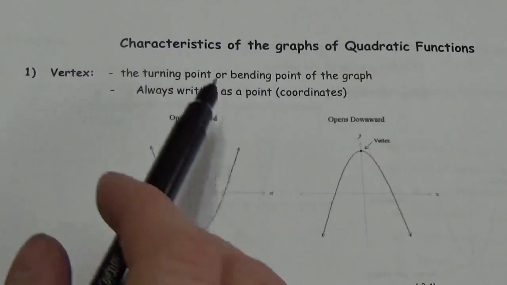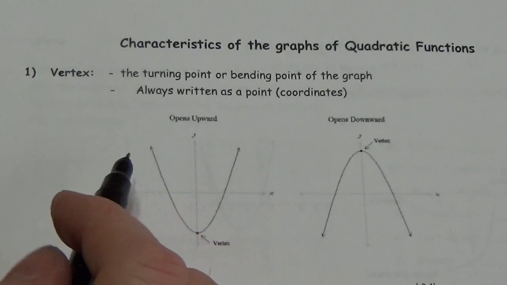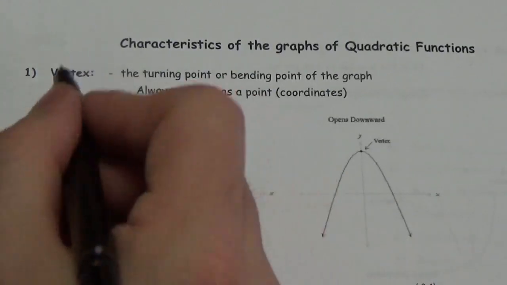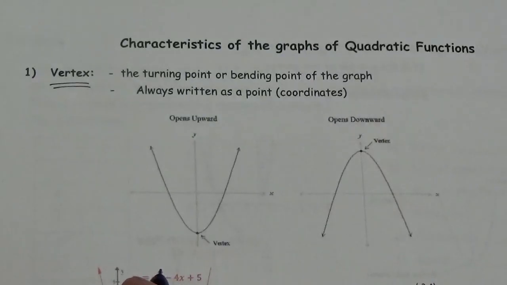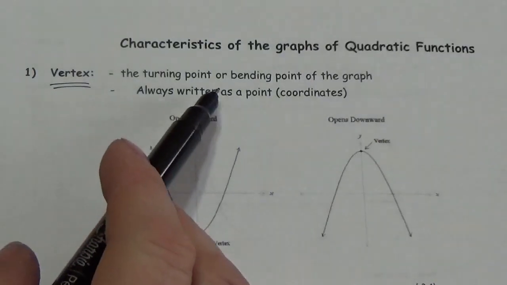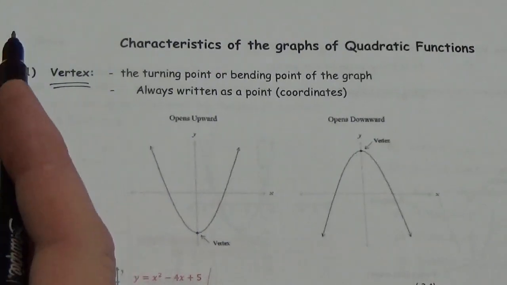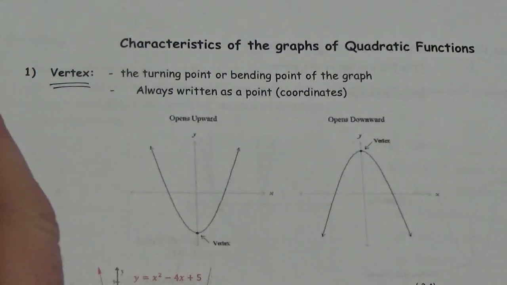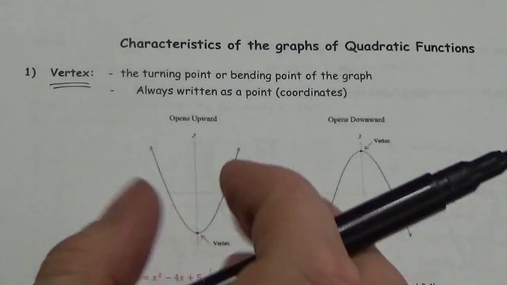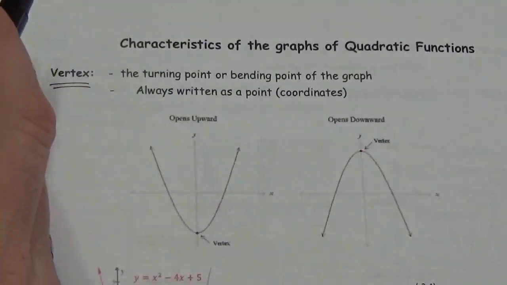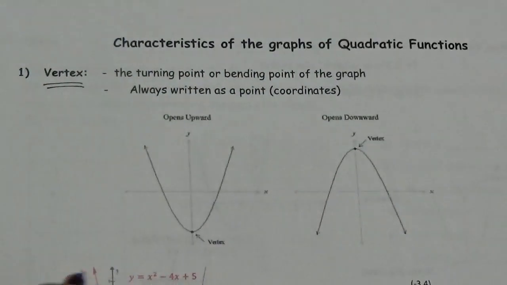Okay, so now we're going to take a look specifically at some of the characteristics of the graphs of quadratic functions. To start off with, as I had hinted, the vertex takes center stage. The vertex is the turning point or the bending point of the graph, okay? Bearing in mind that we always read left to right, I know that when we look at graphs, you tend to look at them as one object, but when you scan the graph, you should be scanning left to right.